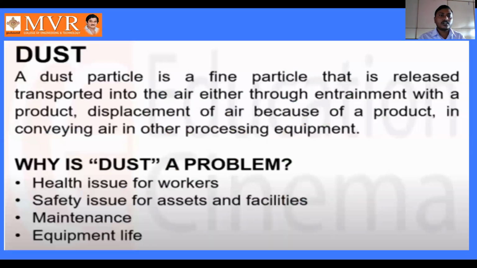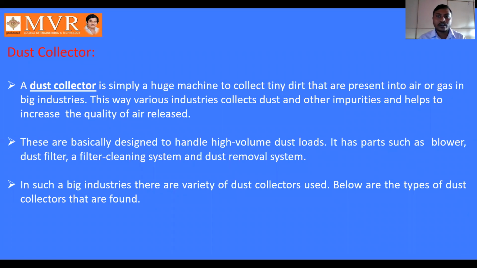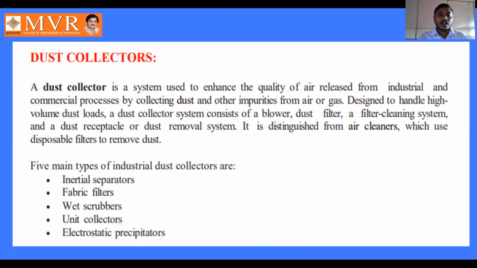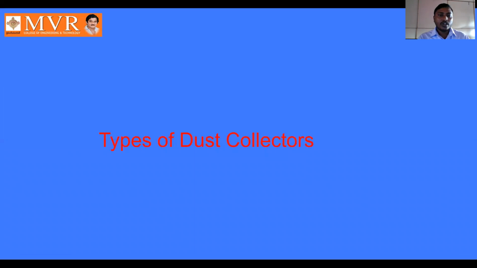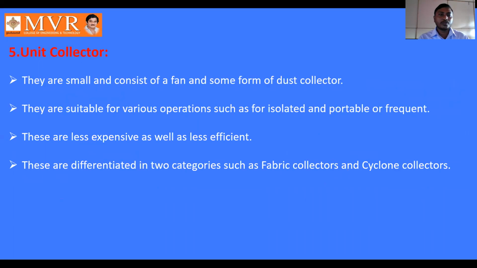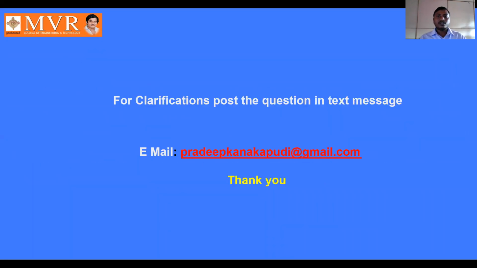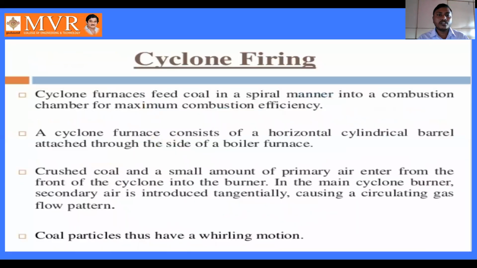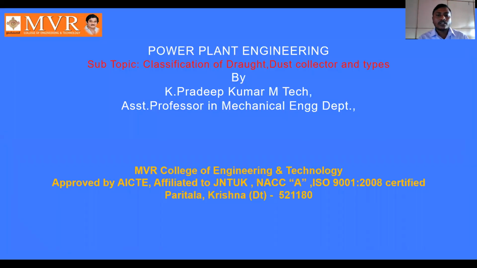And coming to the dust collector, how we collect dust particles in different parts and in different manners, and the types and functioning of the dust collector. How the dust collectors have been divided into inertial separators, fabric filters, wet scrubbers, electrostatic precipitators, and unit collectors. This is what we have studied in this video about the classification of draft, dust collector and types of dust collectors.